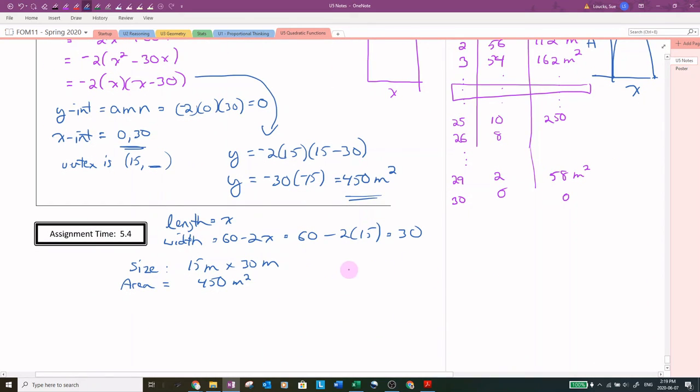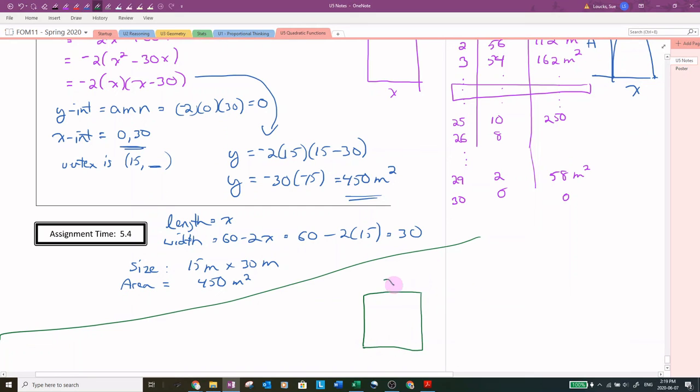So let me do this in a different color down at the bottom here. You have a freestanding enclosure like this, where one side is x, and the other side is going to be, let's say 60 again. This is going to be 60 minus 2x divided by 2, okay? Because if this is x and this is x, what's left is 60 minus 2x, but then half of that goes here and half of that goes here. So I can reduce that to being 30 minus x.